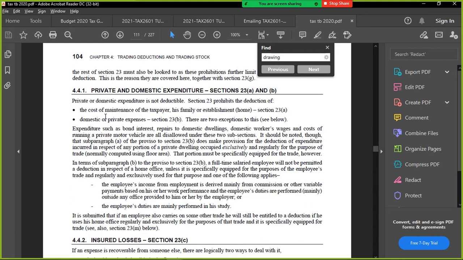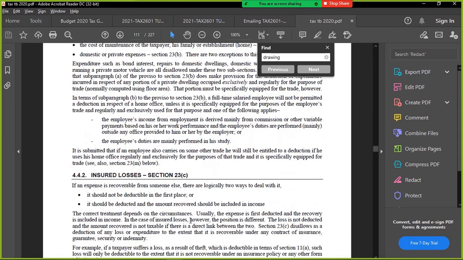Okay, domestic or private expenditure. Cost of maintaining family members or domestic or private. Do you see that? Yes. Okay, here it is, submitted that an employee carries on a trade deduction. This is for purposes of a trade. This is something else. This is looking at giving them a compensation for business expenses.